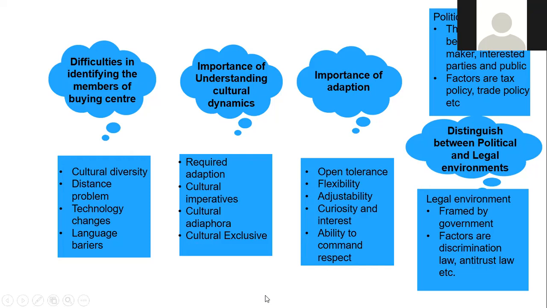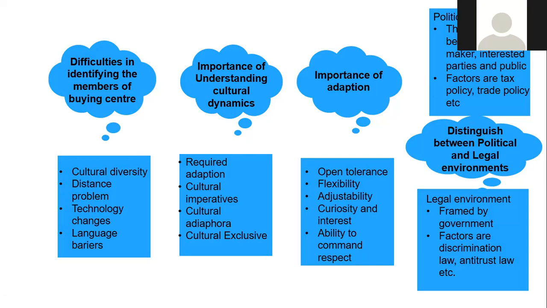They are open tolerance, flexibility, humility, justice and fairness, adjustability, curiosity and interest, knowledge of century, liking for others, ability to command respect, integrate into environment. For example, foreign business people do not necessarily expect an international marketer to act as they do, but when different culture mix, open tolerance and acceptance are necessary.